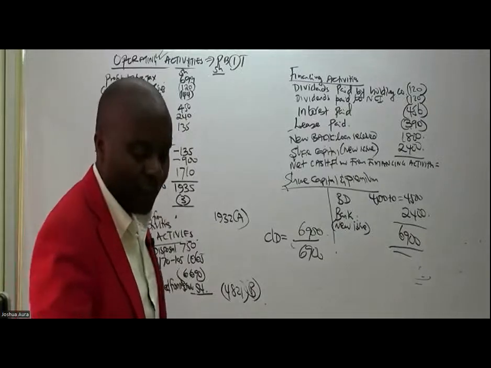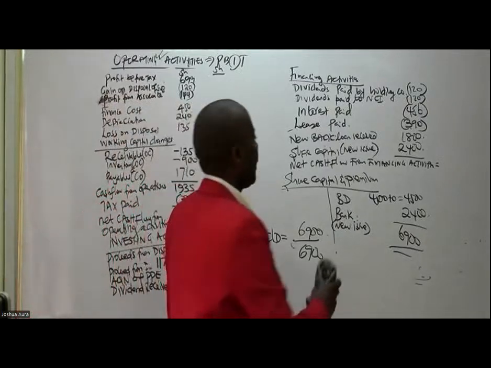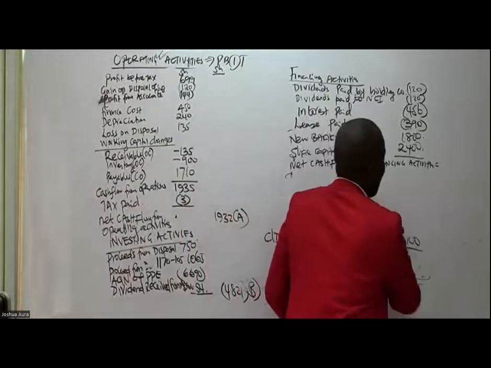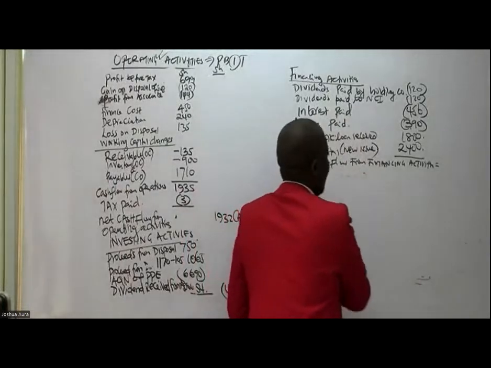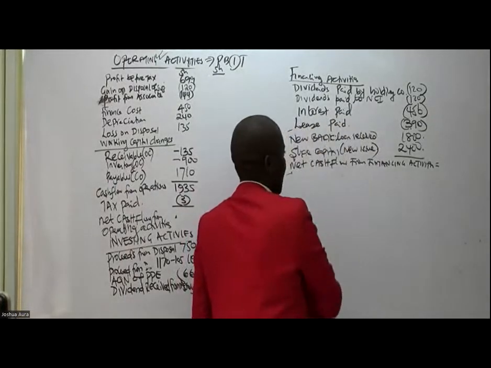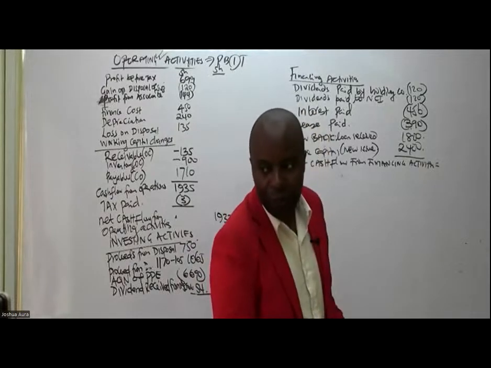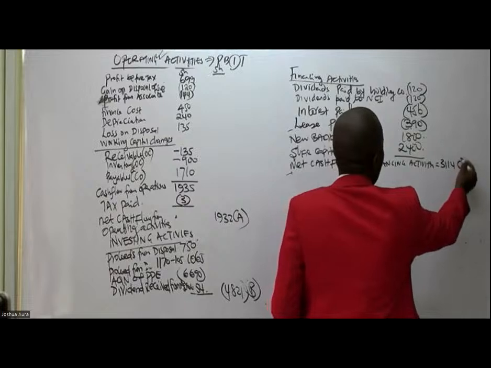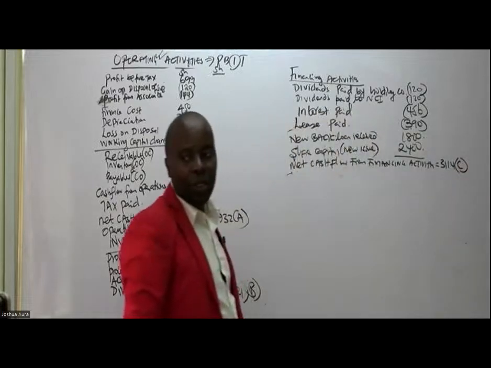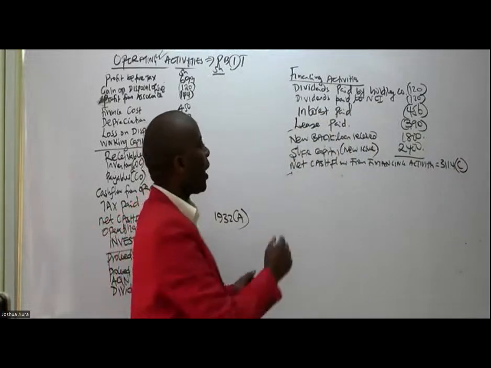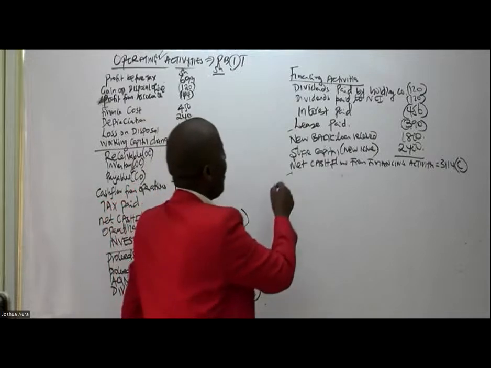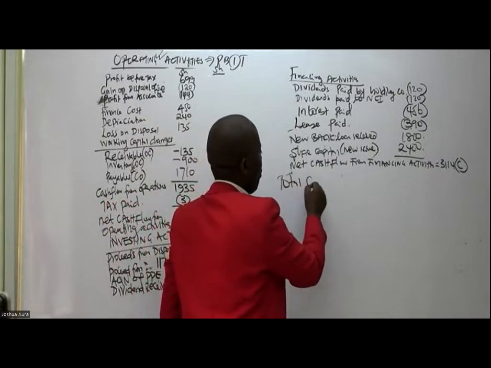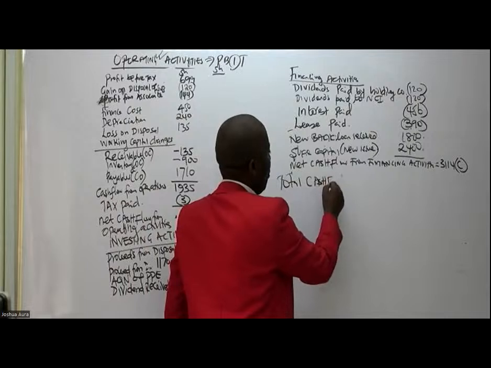Okay. So we have here 3114. 3114 is the net cash flow from financing activities. So this becomes our third component, which is the last component. Could you kindly add the three? Come and give us here the total cash flow.